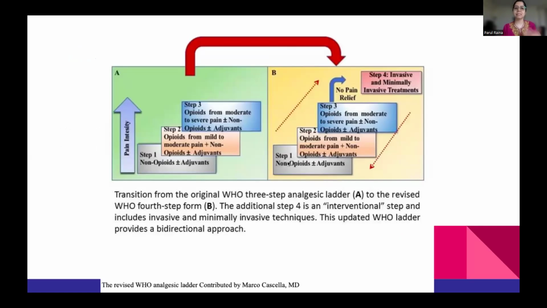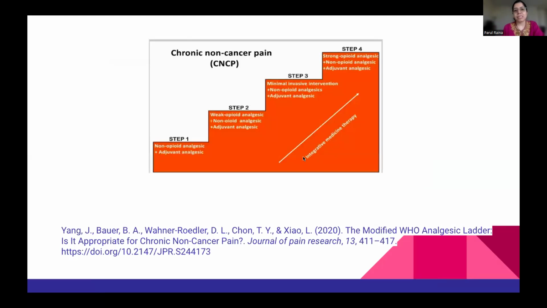So this is the original, followed by another modified WHO ladder where we have added step 4. So this is the 4-step WHO ladder specifically for chronic non-cancer pain.